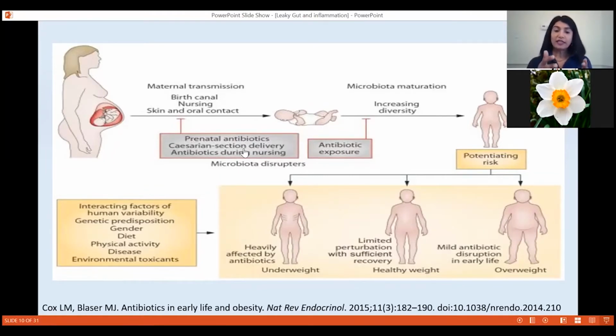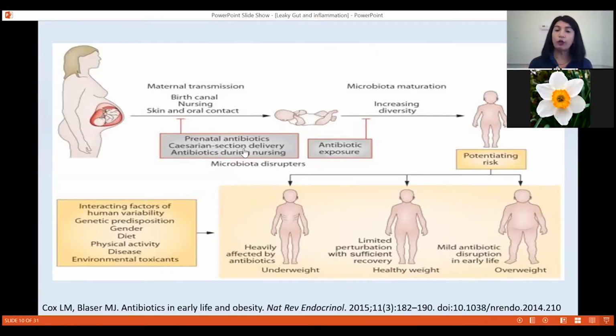We also know that babies who have been exposed to antibiotics in the first 2 years of life will actually have issues with obesity in later childhood, because those antibiotics will disrupt the baby's bacteria. The bacteria grow in number and mature as the baby grows, and by the time we are 3 years of age, we have the full repertoire of bacteria. But a lot of it is influenced by the environment.